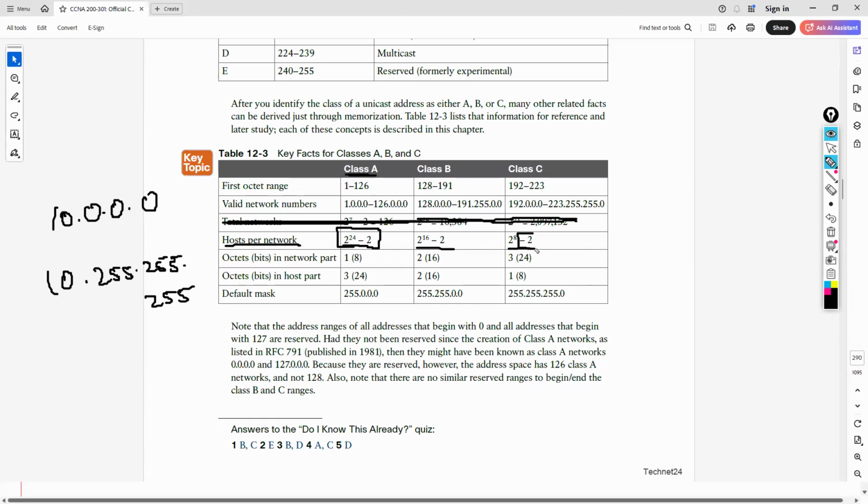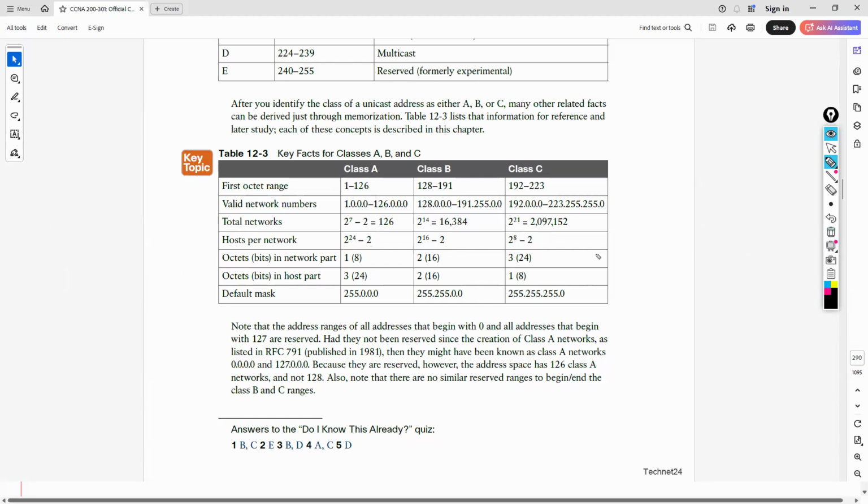Why is this minus 2? I'll explain in just a minute. But any problem understanding the range of IP address? Krishan, Vivek? No. No, sir.